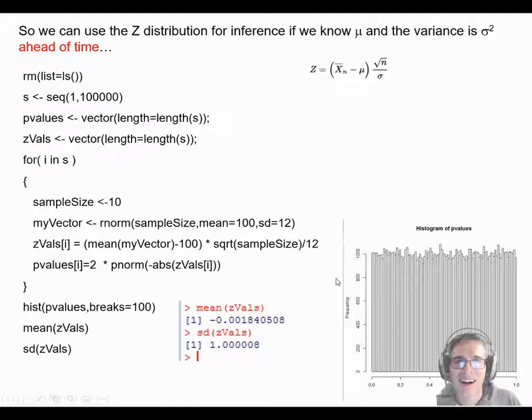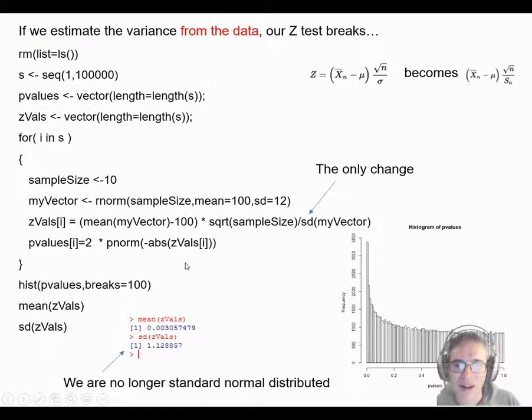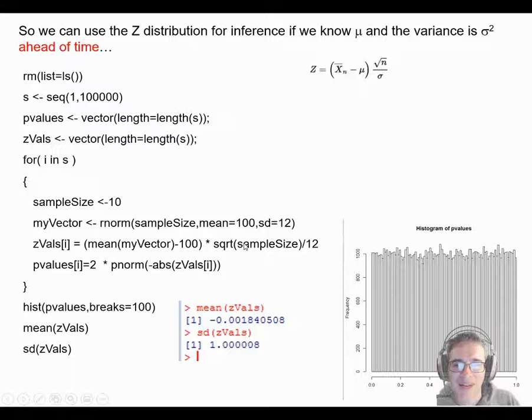And again, if we use the z distribution for inference, if we know the mean and the variance ahead of time, we can use the z distribution. So if we know the standard deviation is 12 ahead of time, in our test, we can use the p norm. But if we are estimating, right?